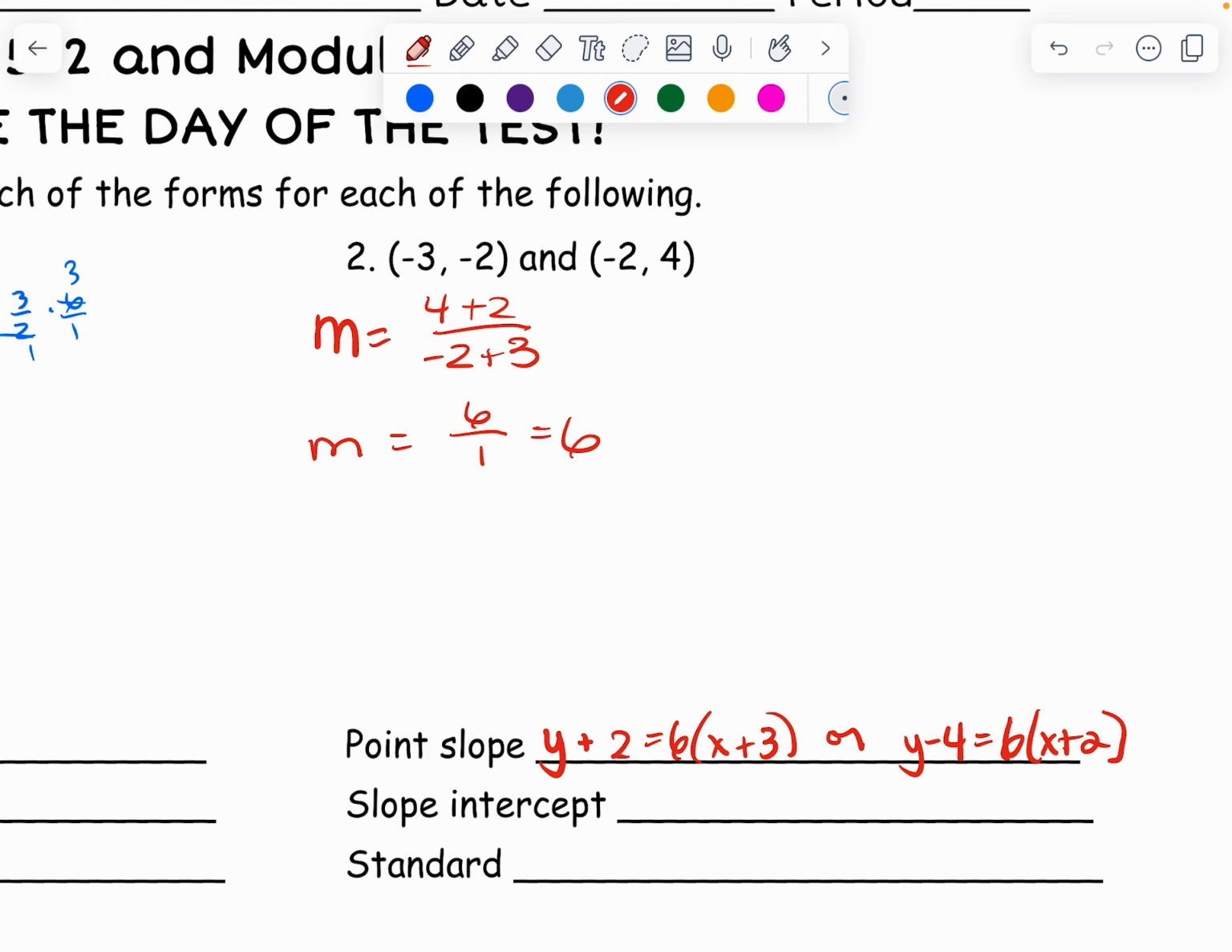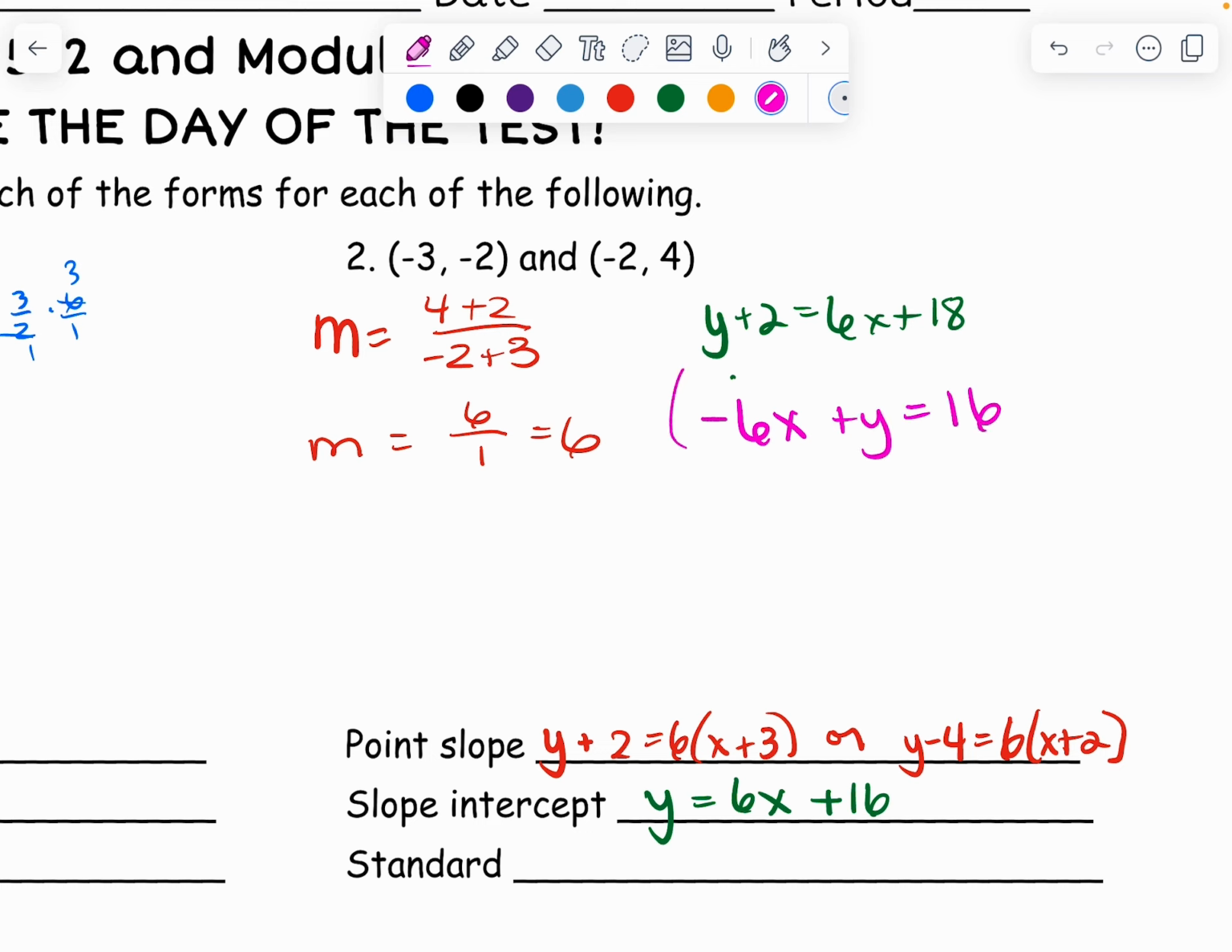Okay, I'm just going to use the first one. So 6x plus 18. I subtract a 2 and I get y equals 6x plus 16. Then if I use standard form, I'd subtract that 6x. I get negative 6x plus y equals 16. Multiply everything by a negative 1, and I get 6x minus y equals negative 16.